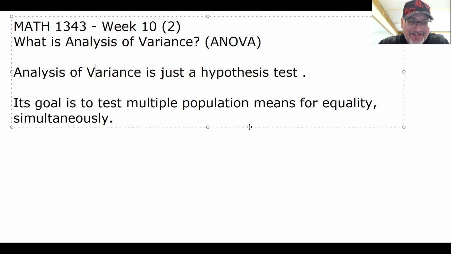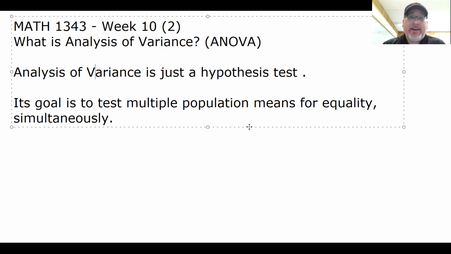What it doesn't tell us is, okay, if they're not equal, which one is the guilty party, or is there more than one? We can do some post-ANOVA analysis to answer that question, which will be the next series of videos. But for now, that's the goal of an analysis of variance test. Its goal is to test multiple population means for equality simultaneously.